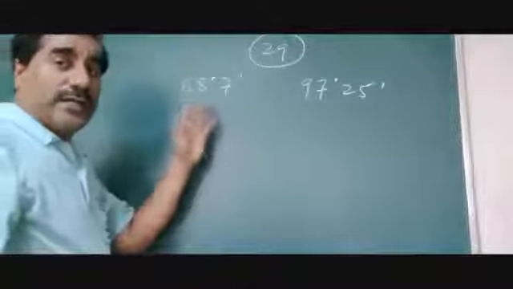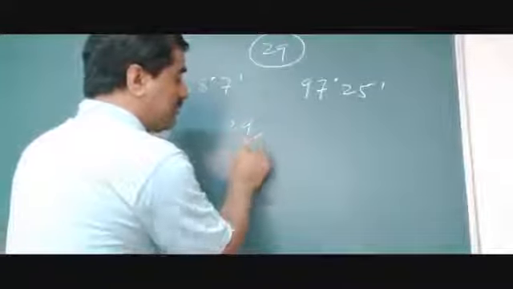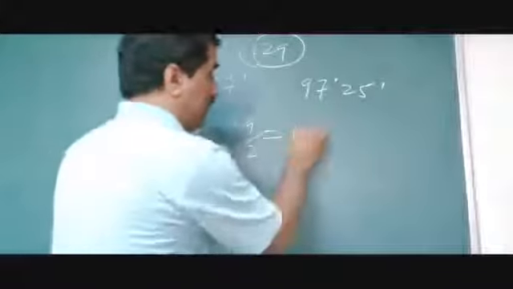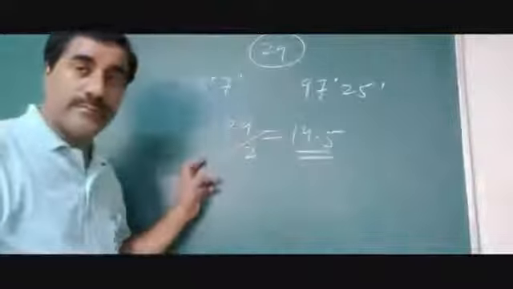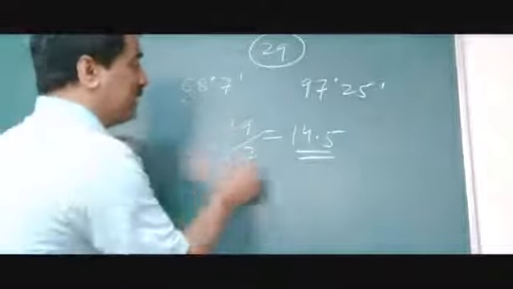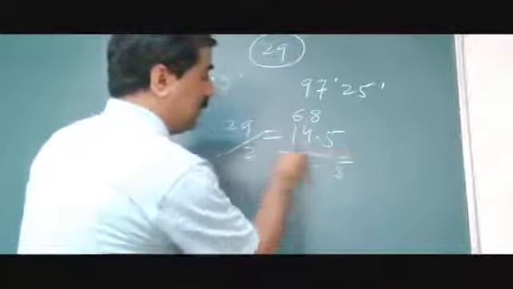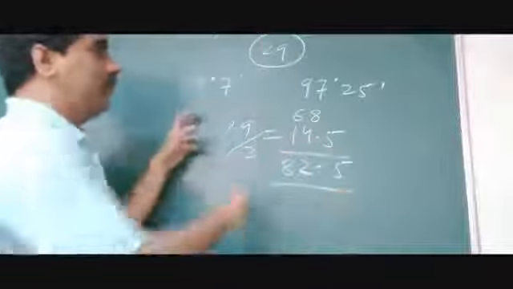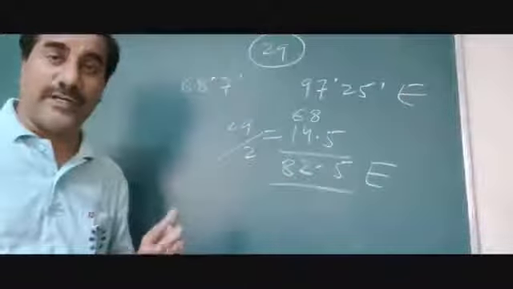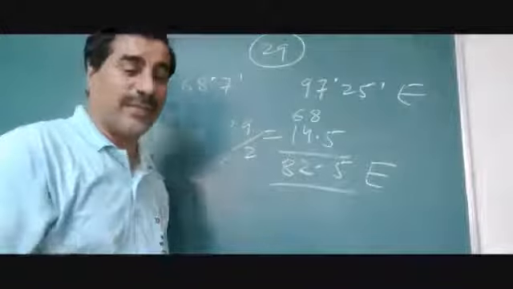To find the standard meridian, 29 divided by 2 is 14.5. We add 14.5 to 68, and it will be 82.5. What is the direction? East. So our standard meridian value is 82.5° east.